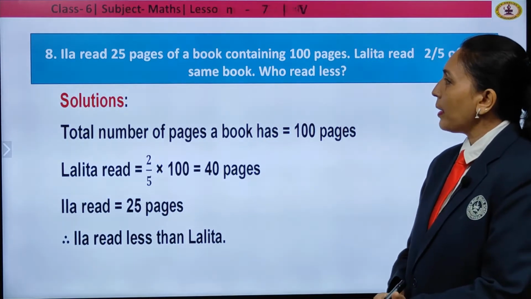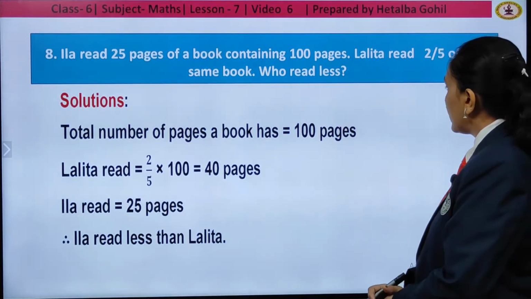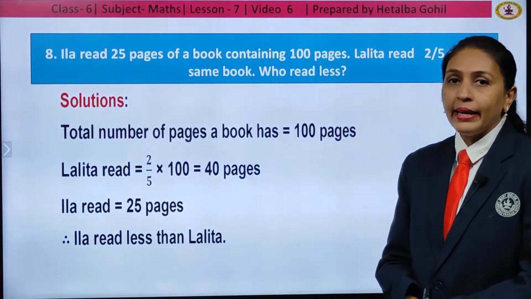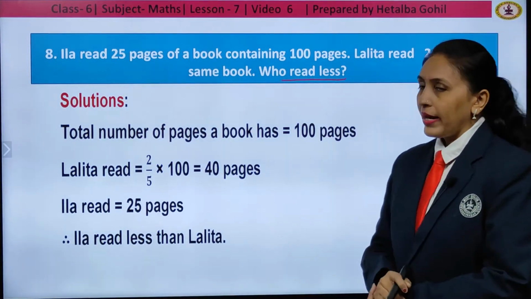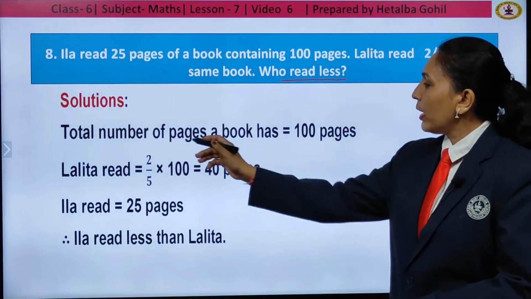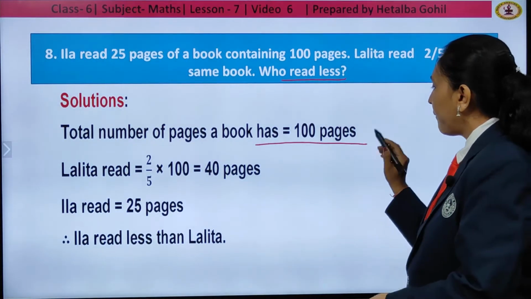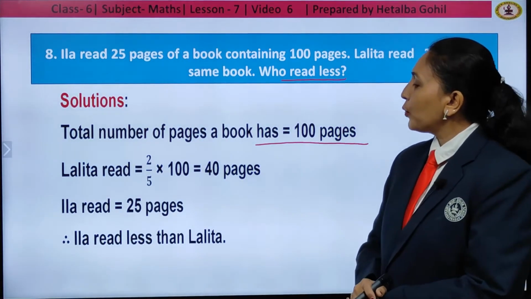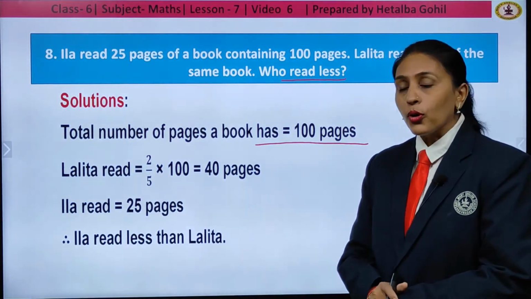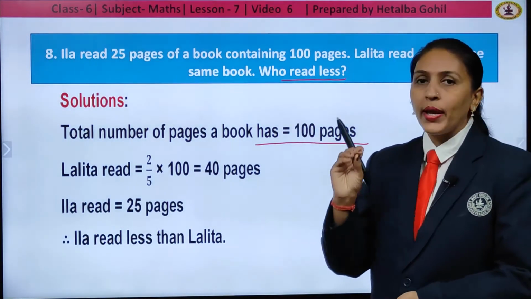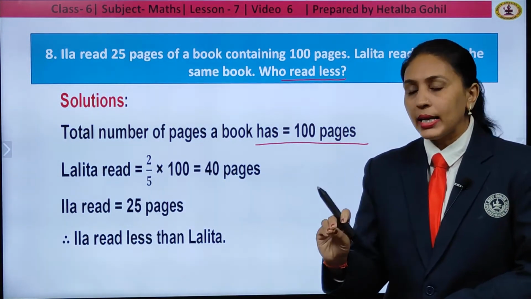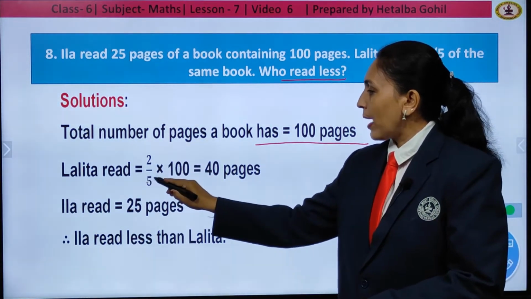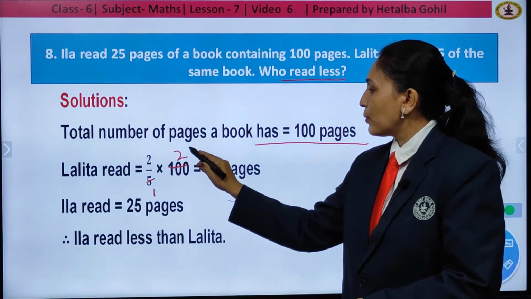Ela read 25 pages of a book containing 100 pages and Lalita read 2/5 of the same book. Who read less? So we have to answer who has read less. Now let us go for the total number of pages in the book, which is 100. Okay. Now let us calculate first for Lalita. Lalita had read 2/5 of the book, that was with the 100 pages. Of, always, children, we have learned, represents multiplication. So 2 upon 5 into 100. Okay, so 5 ones are 5, 5 20s are.